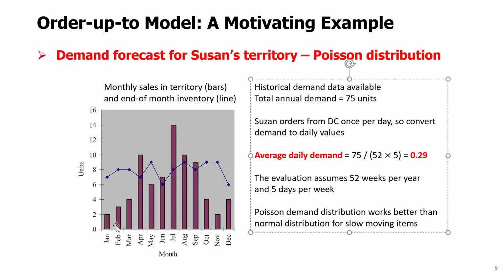So if you again think about the data that's behind this chart, if you calculate the total demand in Susan's territory, you find out it was 75 units, or on average, 75 units per year. And also, we need to convert it to per day because later on, when we consider the model and Susan checks inventory and orders once a day, we have to convert this demand to daily values.